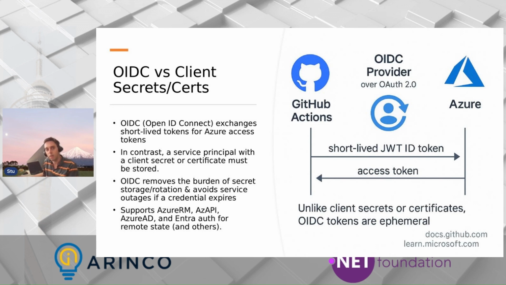So OIDC simplifies things by exchanging short-lived tokens for access tokens. So instead of you having to store a secret or worry about rotating a secret, you request an access token, and it's a short-lived, 5-minute, constantly reissued token. It supports all the key Terraform providers like AzureRM, AzAPI, Azure AD, and you can also use its mechanism to authenticate using Entra authentication to your remote state in your blob storage. So the key thing is you don't have to worry about secrets, storing secrets, and rotating them.